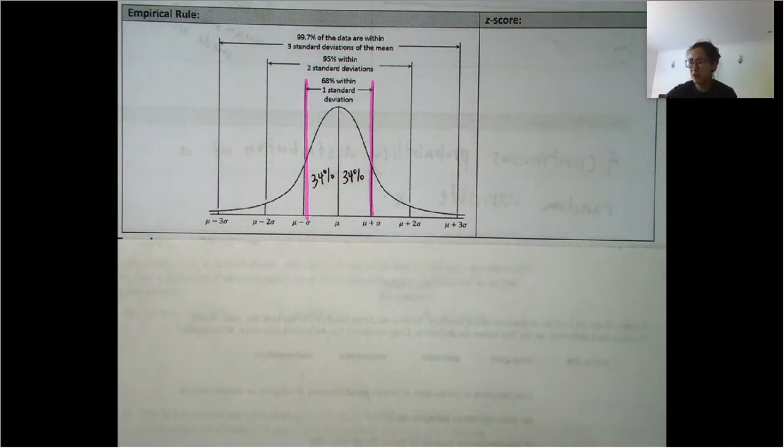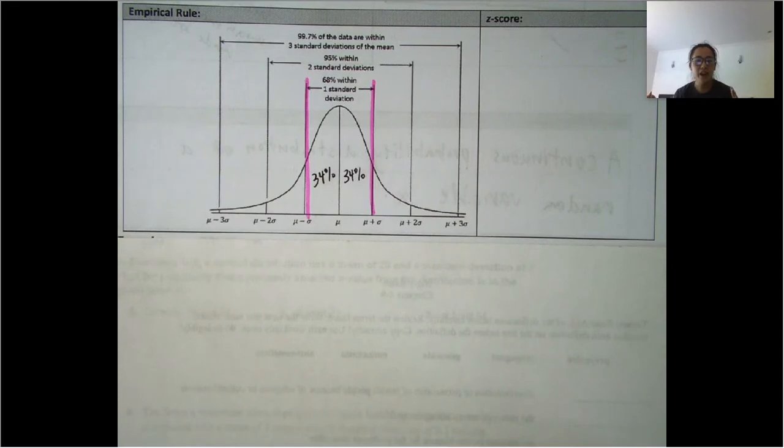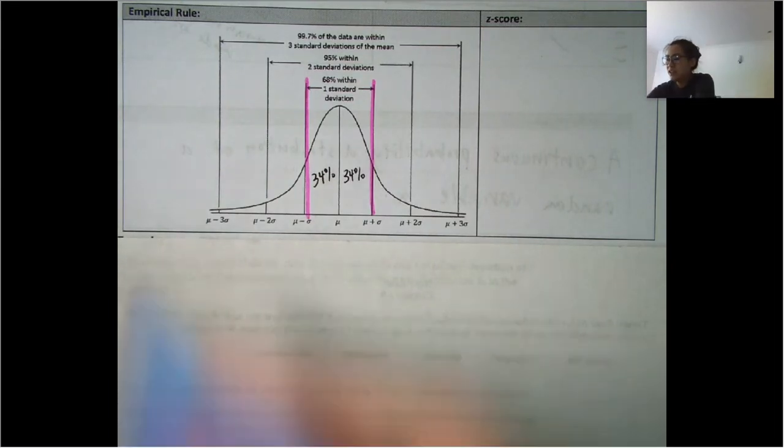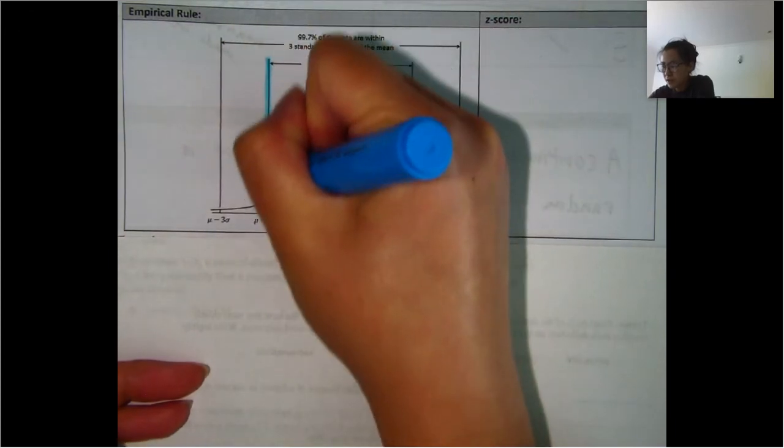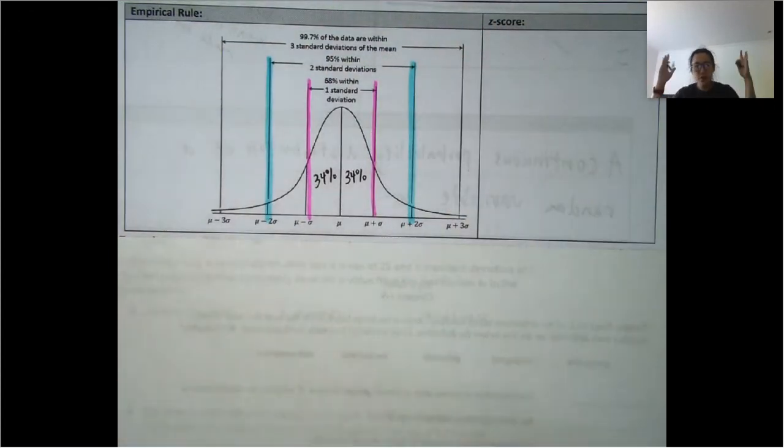Same thing when you're two standard deviations away. If you read this here, it says 95% is going to be within two standard deviations. So that would be from here to here. So 95% of your data will lie within two standard deviations of your mean if your curve is normally distributed, if your data is normally distributed.